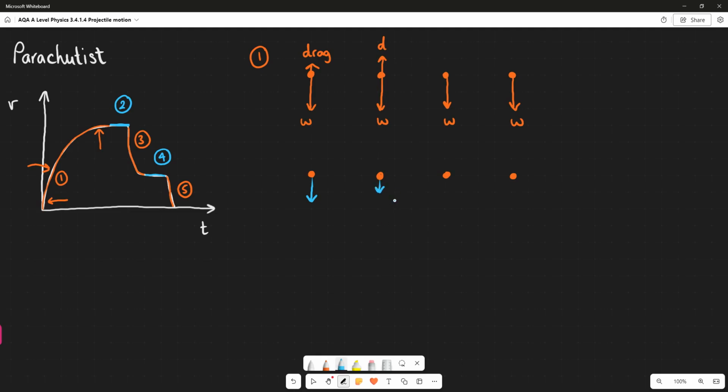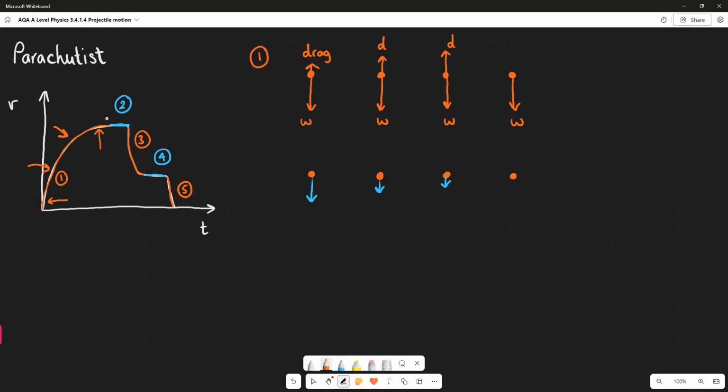So their resultant force is now still downwards, so they're still accelerating towards the ground, but they are accelerating more slowly. Their velocity is increasing, but at a slower rate. So they're still increasing their velocity. They get to this point on the graph here, where their velocity is much higher than it has previously been. Their drag is now quite high. It cancels almost all of the weight, but we still have a net downward force.